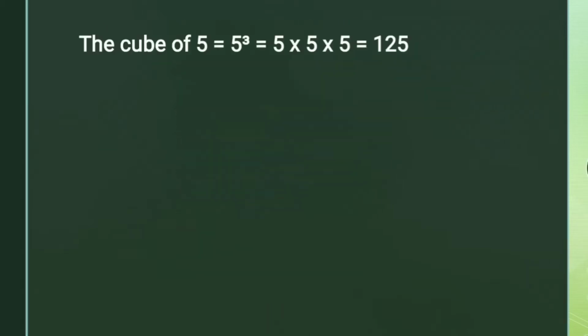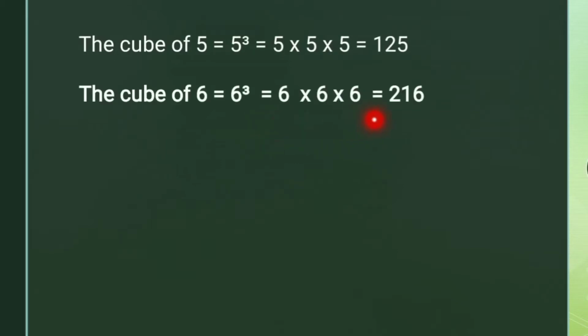Now see here. We have 5 cube. 5 into 5 into 5 is equal to 125. So, from where we have got 125? Yes, on multiplying 5 by itself 3 times. Similarly, we have 6 cube is equal to 6 into 6 into 6 is equal to 216.